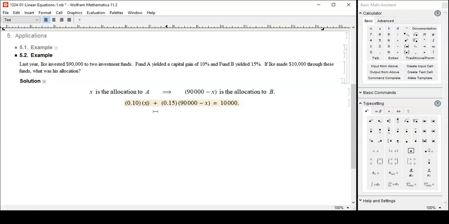And how about Fund B? It went up by 15%. But then again, how much did he invest to begin with? It was 90,000 minus X. And they add up to $10,000. It was a bit challenging to set up the equation, but here we go. And we have decimal coefficients. In application problems, decimals are commonplace. 10% and 15% in this case.